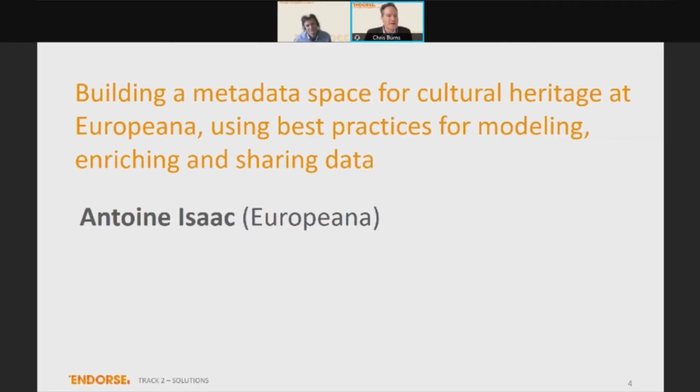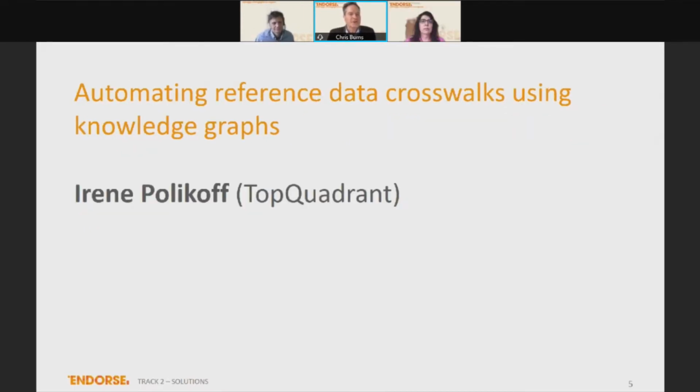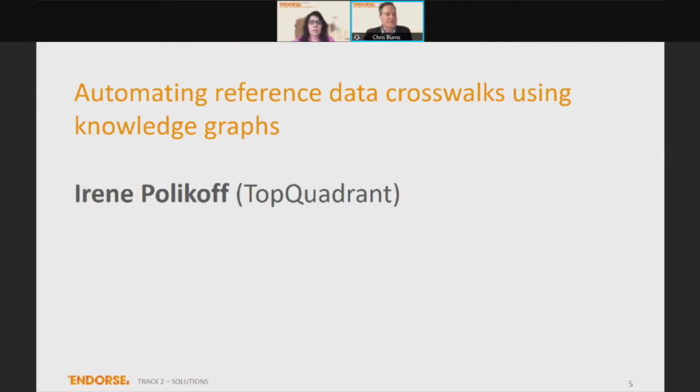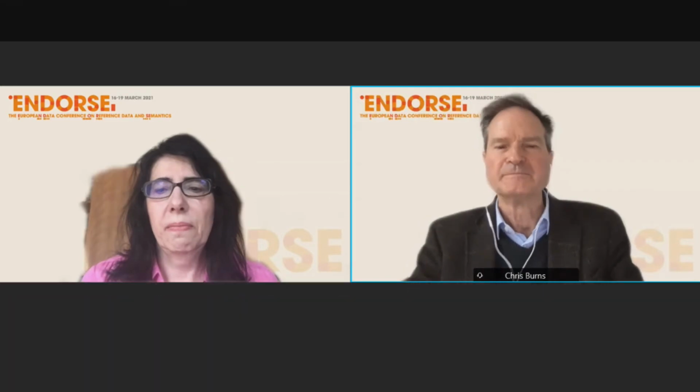Let us move on to Irene Polikoff of TopQuadrant. She's talking about automating reference data crosswalks using knowledge graphs. And let's go straight to Irene. Irene, can you hear me? Yes, I can. I am looking to share. Okay. In the meantime, you are a CEO and co-founder, by the way, of TopQuadrant. You used to work for IBM, and TopQuadrant's mission is to make information meaningful, and by doing that, empower people.